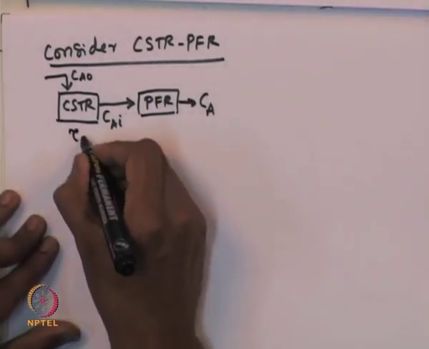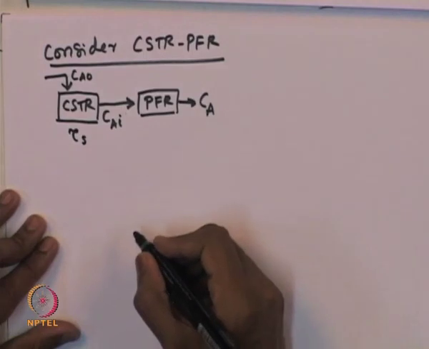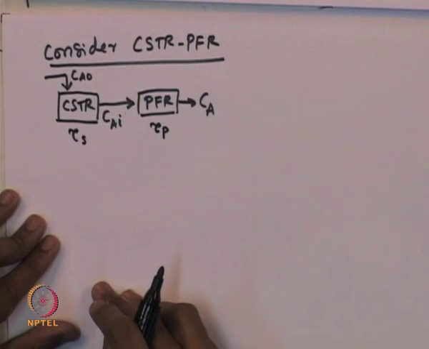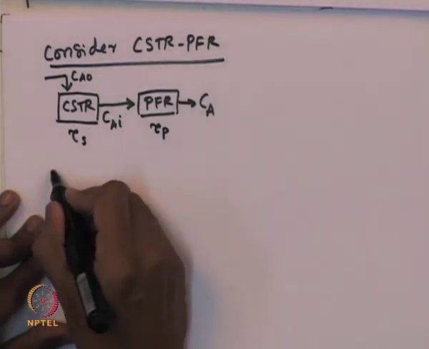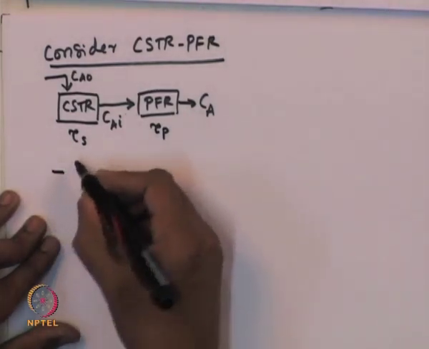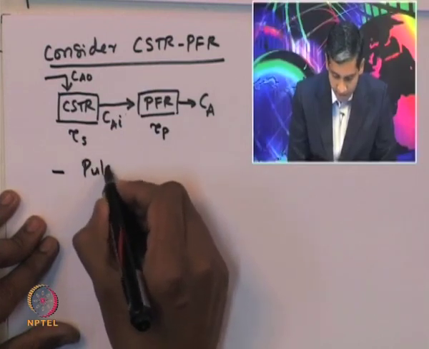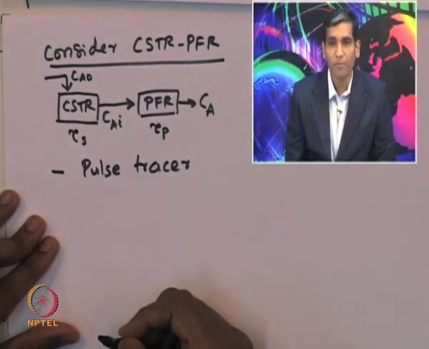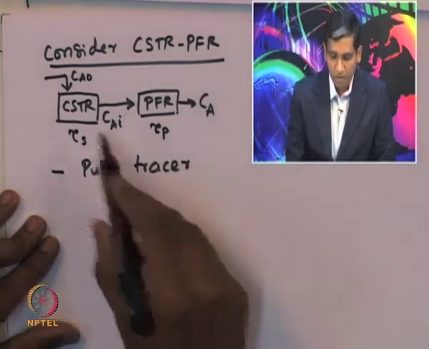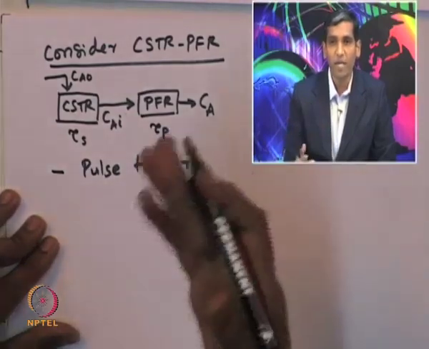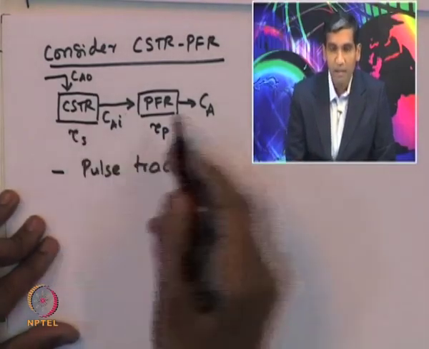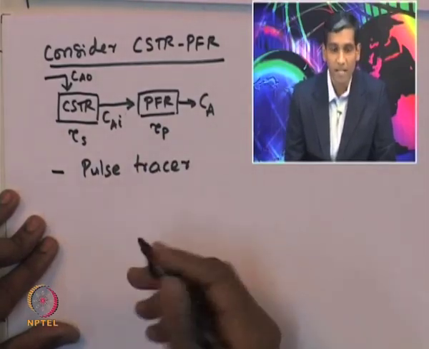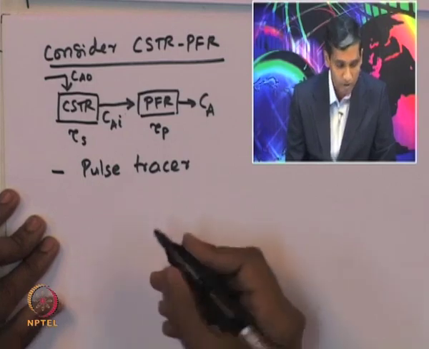Now, if tau s is the residence time of the CSTR, and tau p is the residence time of the plug flow reactor, let us say that the tracer that is introduced is a pulse tracer. The objective is to find the RTD function for this combination. Eventually, the objective will be to find the conversion when these two reactors operate in series mode. So, let us start with a pulse tracer to find the RTD function.